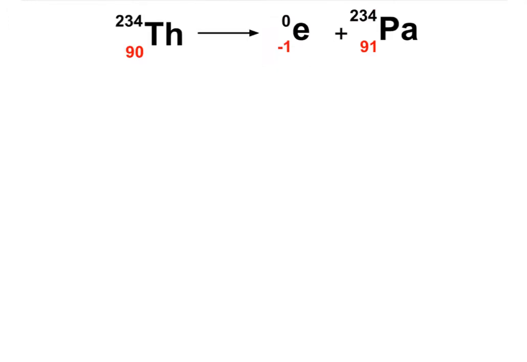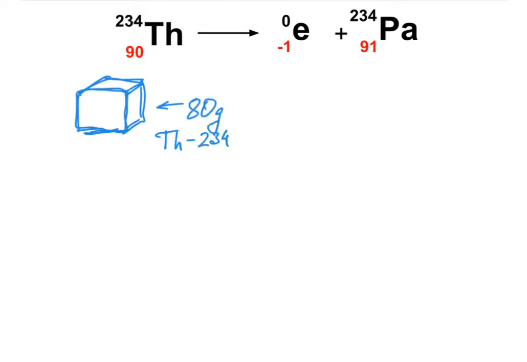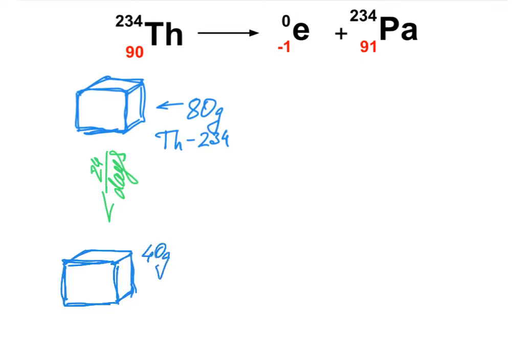Let's look at this example. Here we have thorium-234. It is an unstable isotope of thorium that undergoes beta decay and turns itself into palladium-234. And let's say we have a big block of thorium-234, 80 grams of it. As time goes by, thorium decays into palladium. So if we analyze the composition of this block 24 days later, we will see that out of the 80 grams that this block continues to weigh, only 40 grams are made of thorium-234. The rest of it is made of palladium.